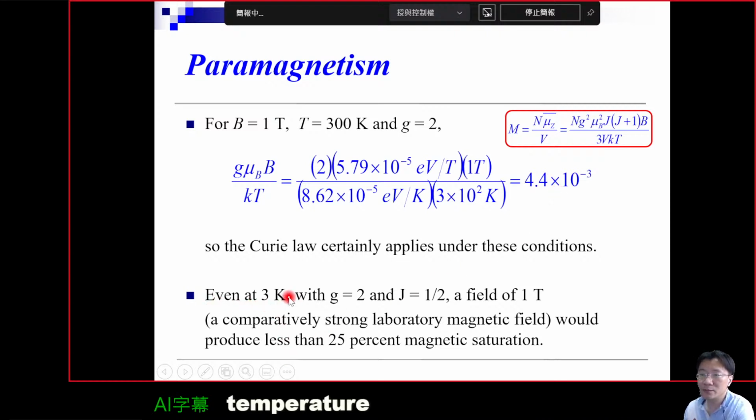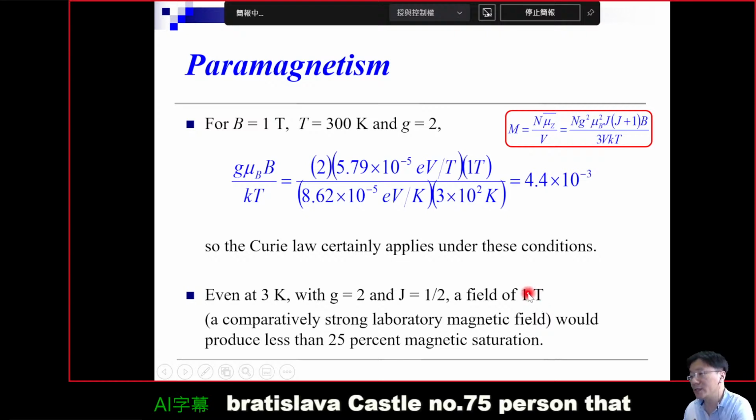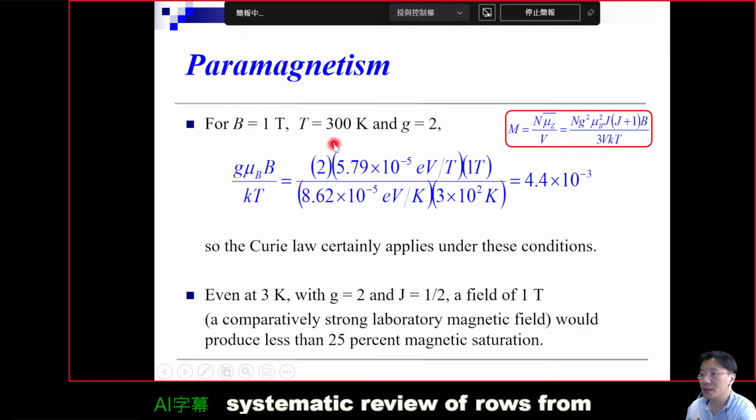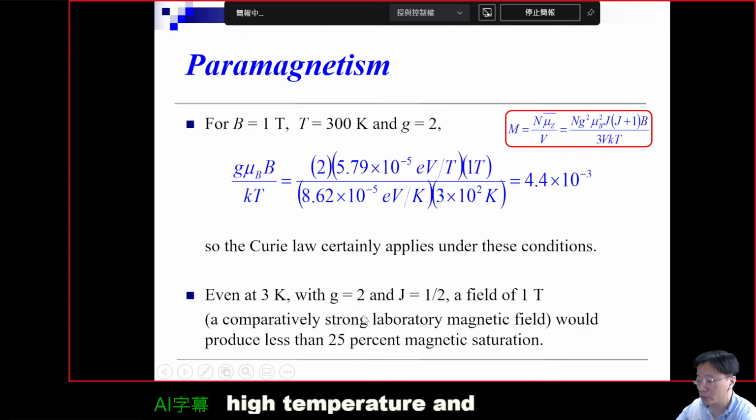But when we go to a very low temperature, about 3 K, and if the G value is equal to 2 and J is equal to 1/2, and we apply a field of about 1 Tesla, then we will get almost 75% saturation, which means it's only 25% less than the saturation magnetization. So the behavior of paramagnetism is quite different at high temperature and low temperature.